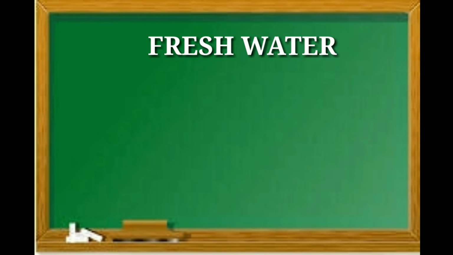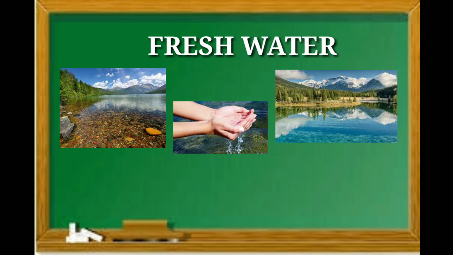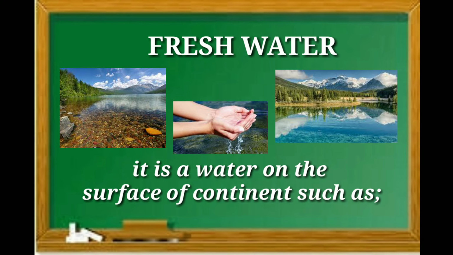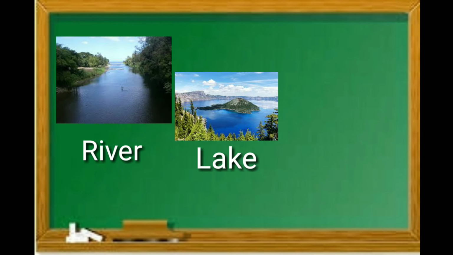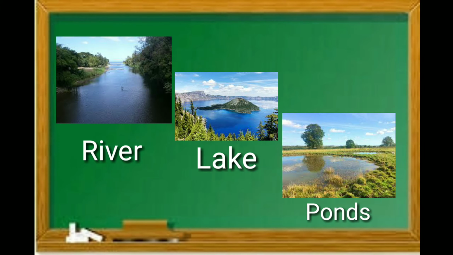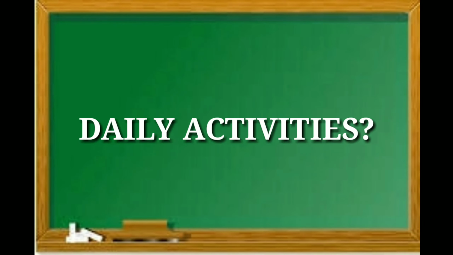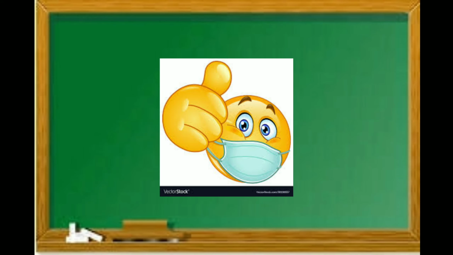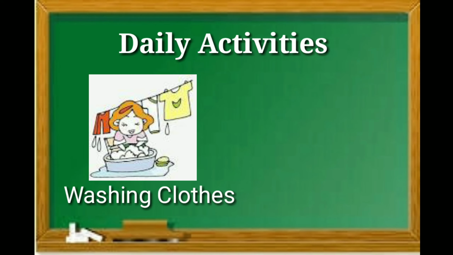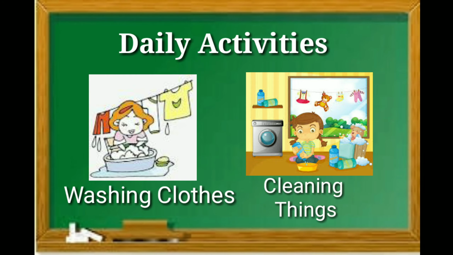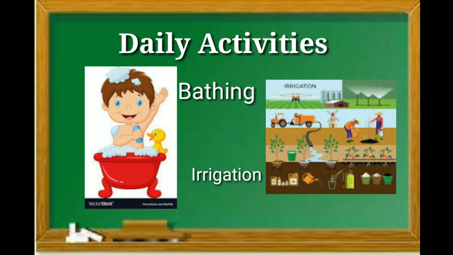And the second source of water is fresh water. It is water on the surface of continents such as river, lake, ponds, streams, brooks, and swamp. What do you think are the daily activities where we can use fresh water? Very good! We use it in washing clothes, cleaning things, bathing, and irrigation.